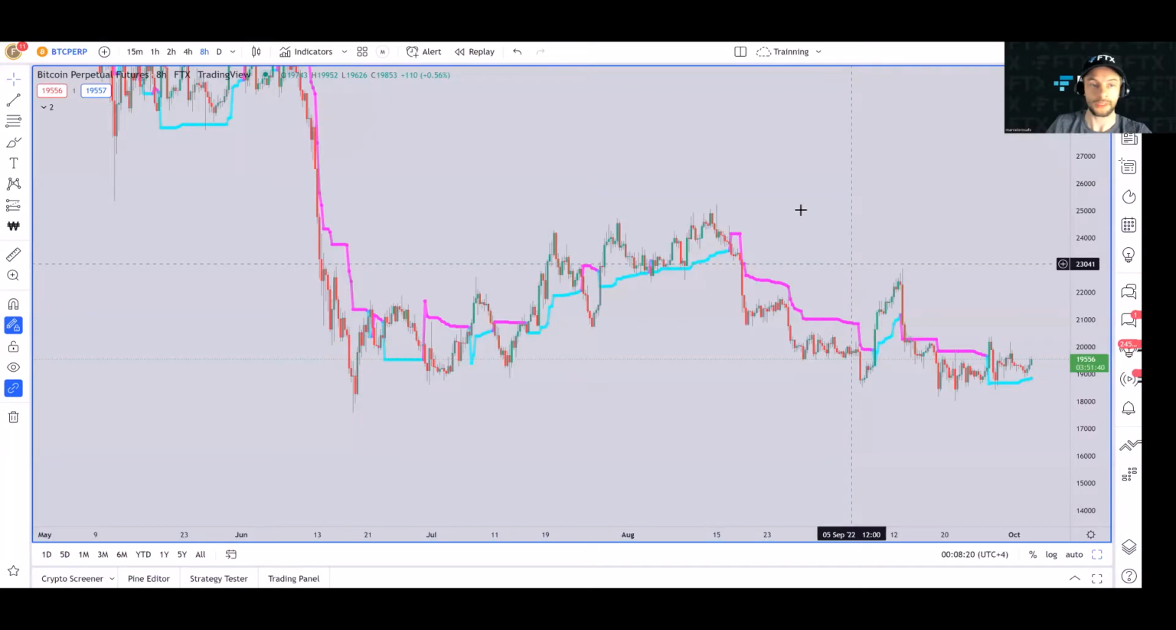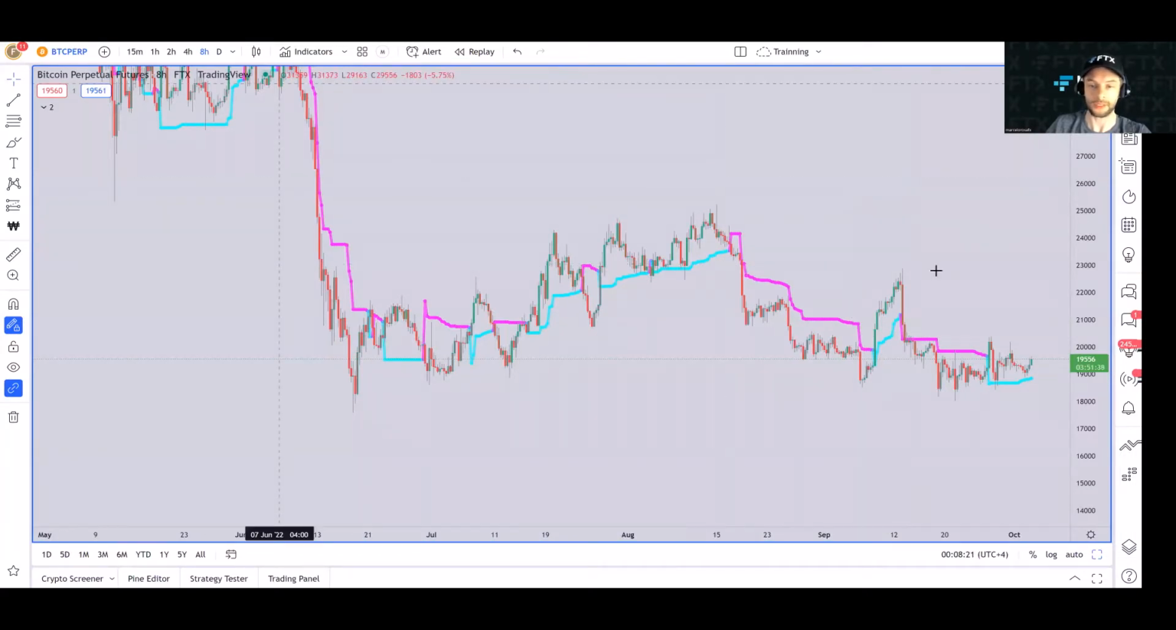And today I'll be analyzing the BTC chart only. So without further ado, let's go to the chart here. I will share my screen with you so you'll be able to see the screen. So this is the BTC chart on the 8 hours chart.